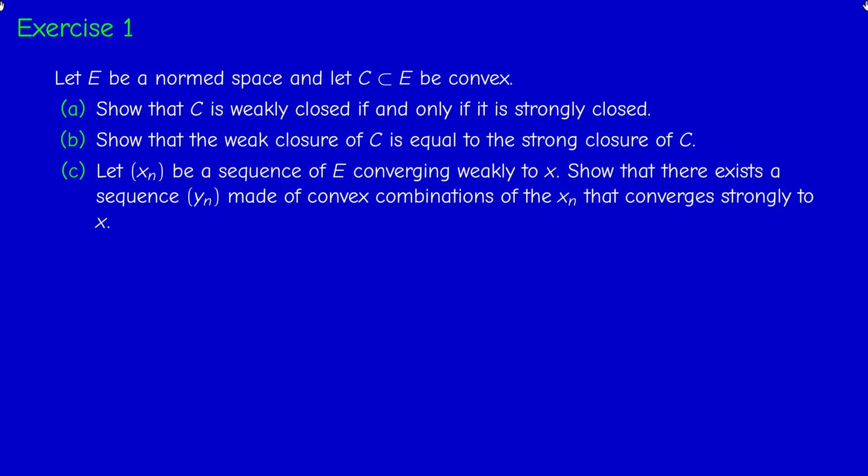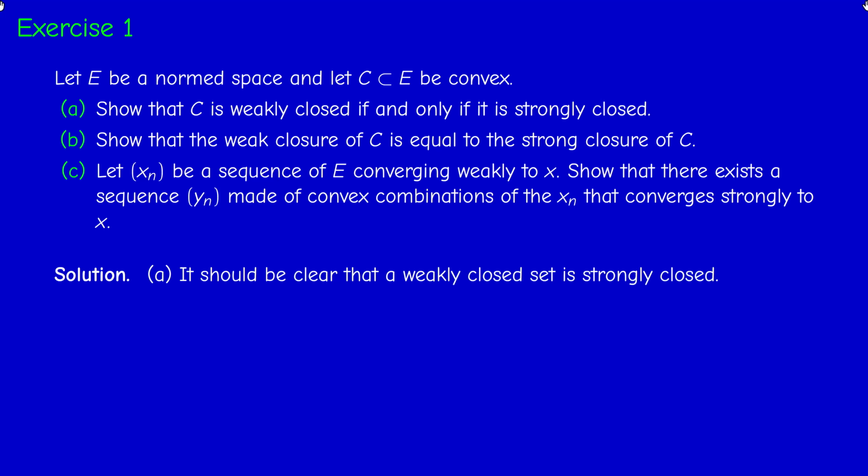The second question, we have to show that the weak closure of C is equal to the strong closure of C. And the last question is about the proof of Mazur's theorem. It states that if xn is a sequence that converges weakly to some limit x, then we can find another sequence yn made of convex combinations of the elements of the sequence that converges strongly this time to the same limit. Okay, so I'm not saying that xn is converging strongly, but yn is a different sequence.